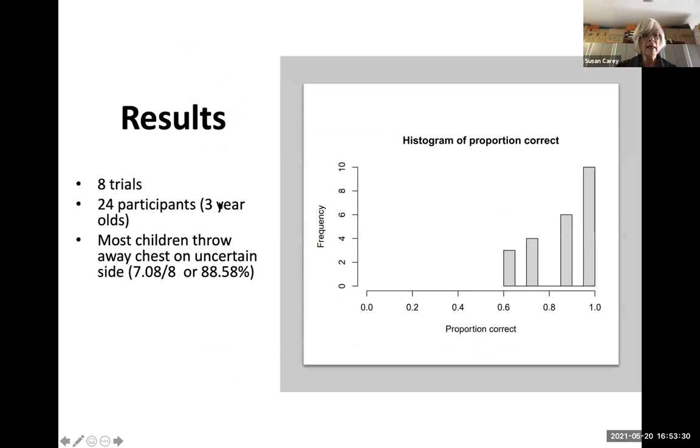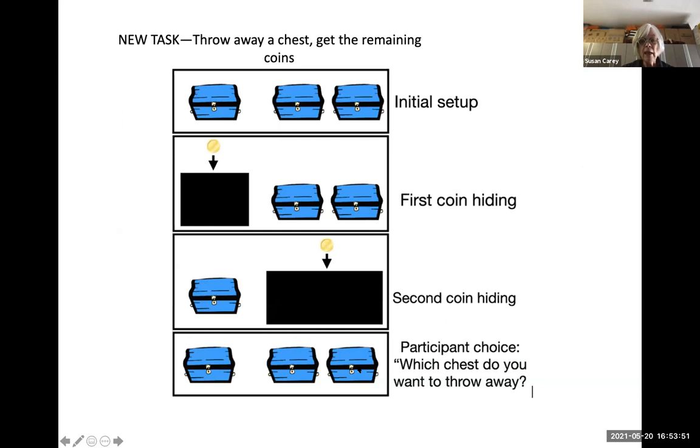And here are the findings. These are three-year-olds. Here's the distribution of throwing away the chest on the uncertain side. The modal response is 8 out of 8 trials throwing away a chest on the other side. And one child who did it 8 out of 8 times explained it. He says, well, there's a coin here, so this one's empty. So I'm throwing this one away, right? So he laid out his reasoning, showing you that he was doing one simulation and treating it as reality.